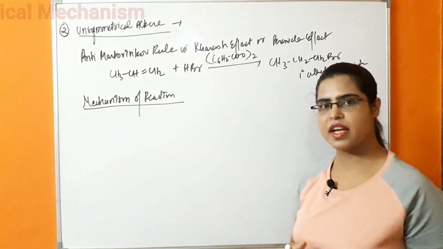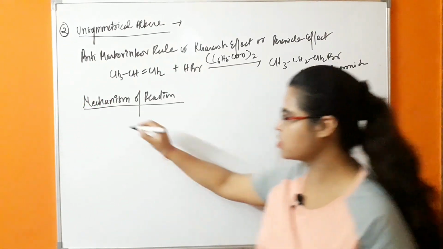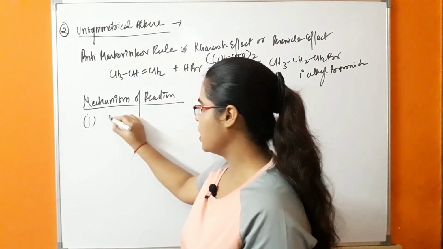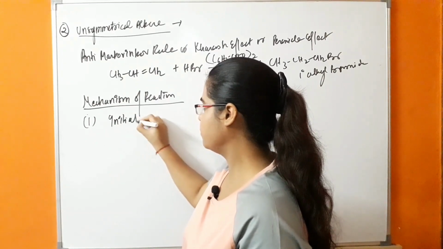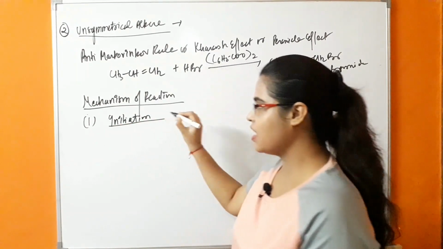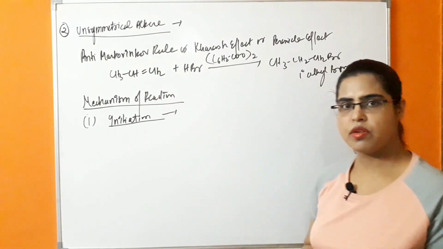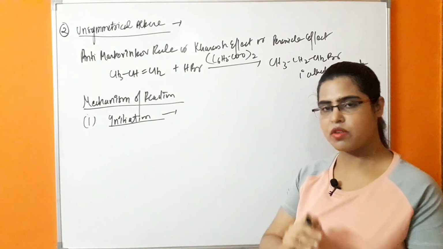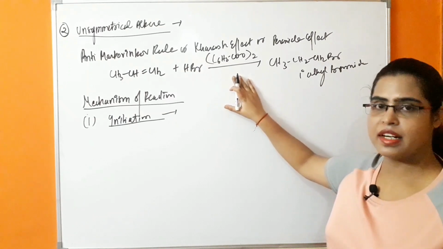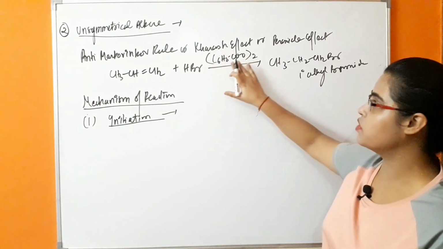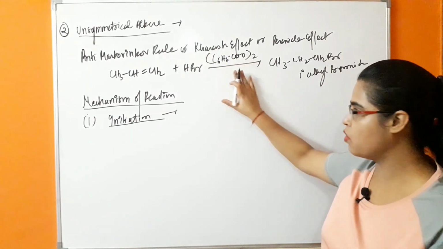So the mechanism of reaction will be given in 3 steps. First step, initiation. In initiation, there will be generation of free radical first of all. The generation of free radical will take place with the help of benzoyl peroxide. So what will happen?